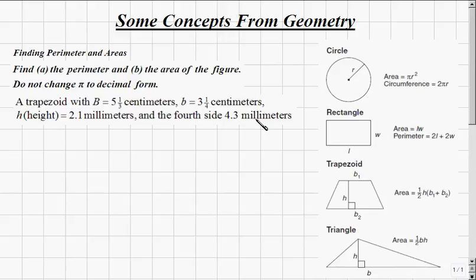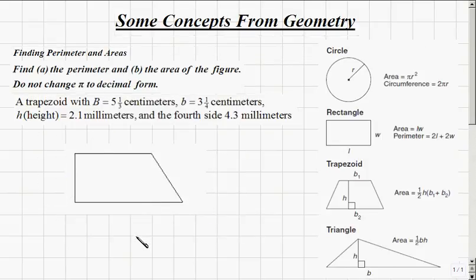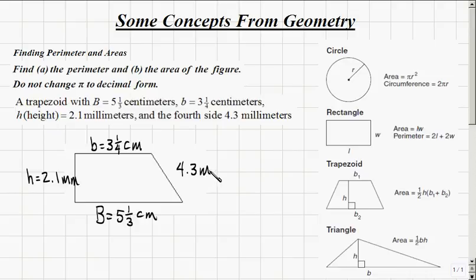We start by drawing a figure like that on the right for a trapezoid, where we have two sides that are parallel and two other sides that aren't. Let's label the four sides here. Capital B, we're going to assume, means the bottom. Capital B is 5 1/3 centimeters. The top side we'll label little b is equal to 3 1/4 centimeters. The height, the left side, of the figure is 2.1 millimeters, and the right side is 4.3 millimeters.